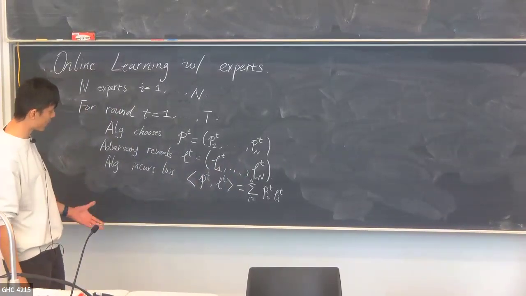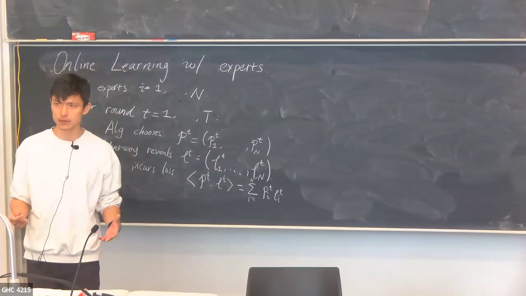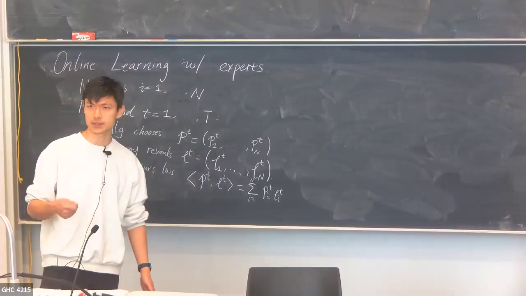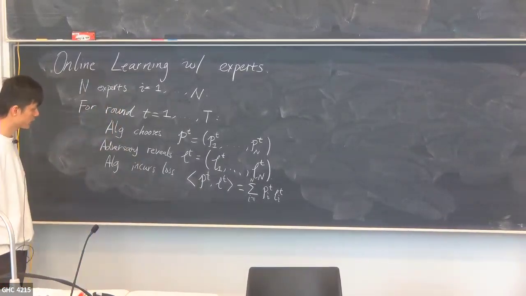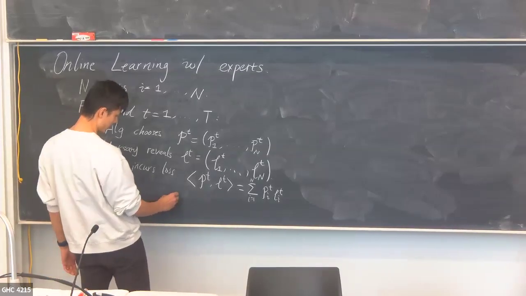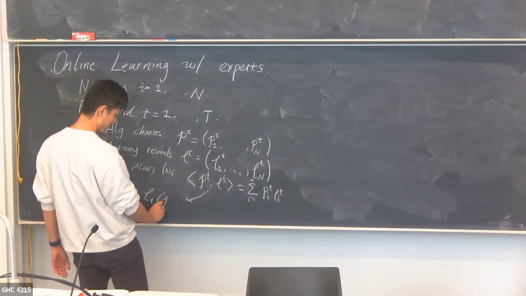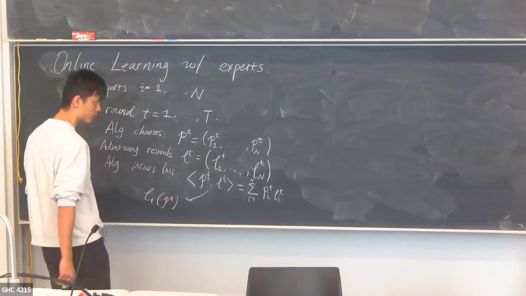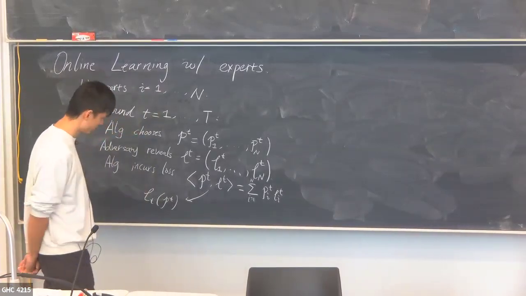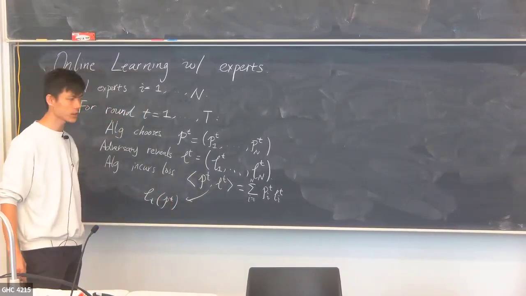And since this is a randomized algorithm, you can think about the loss as the expected loss of your algorithm, which is the sum of the probability you place on each expert times their loss. Sometimes I might slightly abuse notation to write this as L_t(p_t), to get used to the idea of a loss function. But most of the time in this lecture, the loss function is just linear.